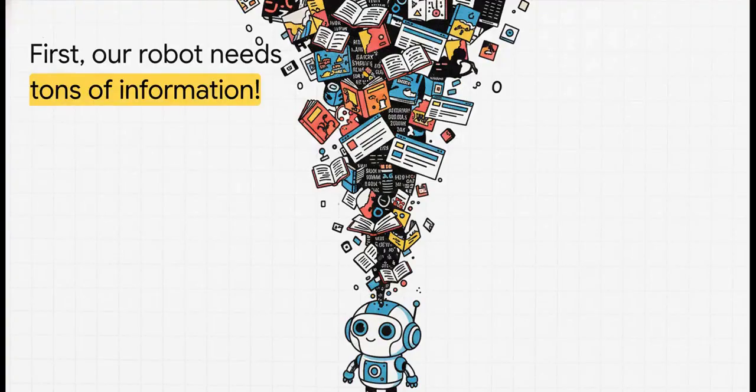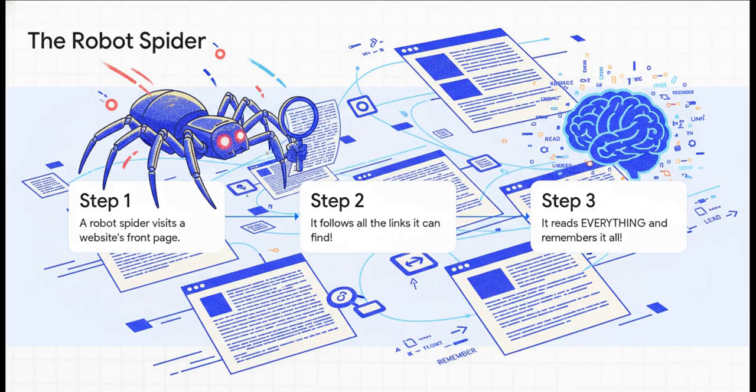That's right. It needs to read. And I mean, it needs to read a lot. You know how you might read a book about space to learn about planets? Well, our robot needs to read basically the whole internet to learn how to talk. Whoa. So how can it possibly read that much that fast? Well, it has a secret tool, a robot spider. This isn't a spooky spider. It's a super fast helper. It zips onto a website, reads the first page, and then zap. It follows all the links to all the other pages, reading everything and remembering it all. It's like a speed reading superhero for the internet.